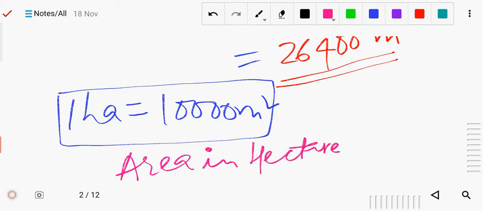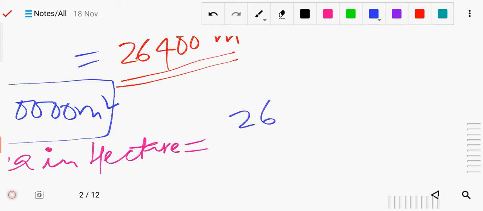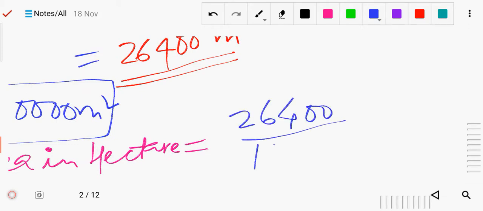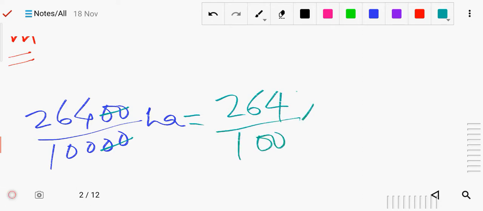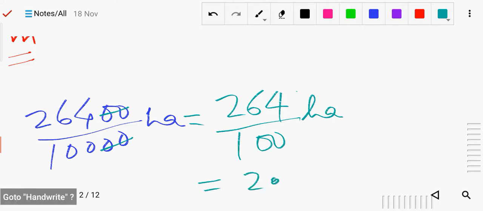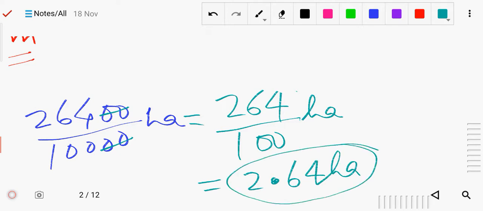So area in hectare equals 26,400 divided by 10,000 hectare. Now the zeros will cancel, so we can write it as 264 by 100 hectare. Also we can write it like this: 2.64 hectare. Okay, so your answer is 2.64 hectare.